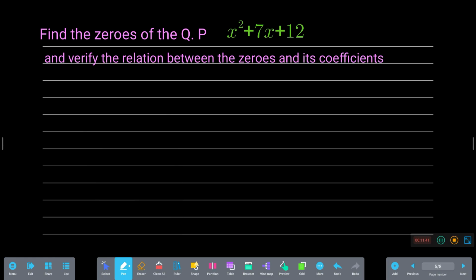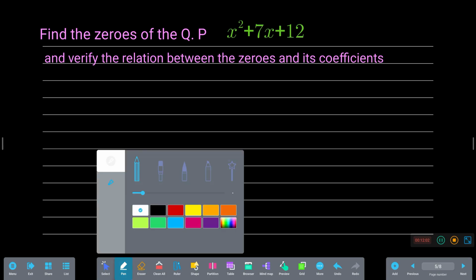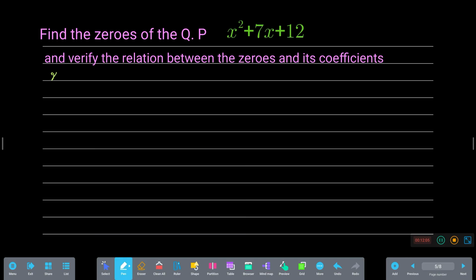Here is one question. Find the zeros of the quadratic polynomial x square plus 7x plus 12 and verify the relation between the zeros and its coefficients. So first we need to find out the zeros using splitting of the middle term. The quadratic polynomial is x square plus 7x plus 12. So here a is 1, b is 7 and c is 12.